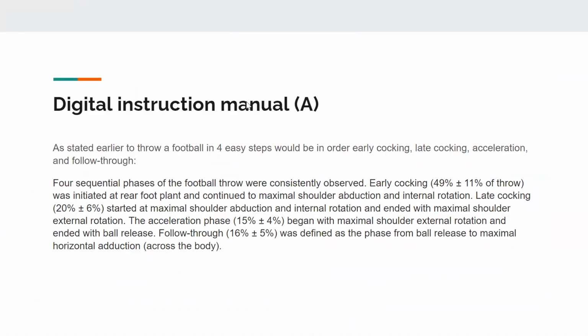We talked about it earlier on the four steps: the early cocking, the late cocking, the acceleration, the follow through. We were just reiterating everything. The 4 sequential phases of football throw were consistently observed. Early cocking was initiated at the rear foot plant and continued to maximal shoulder abduction and internal rotation. Late cocking started at the maximal shoulder abduction and internal rotation and ended with maximal shoulder external rotation. The acceleration phase began with maximal shoulder external rotation and ended with the ball release. Follow through was defined as the phase from the ball release to maximal horizontal adduction.